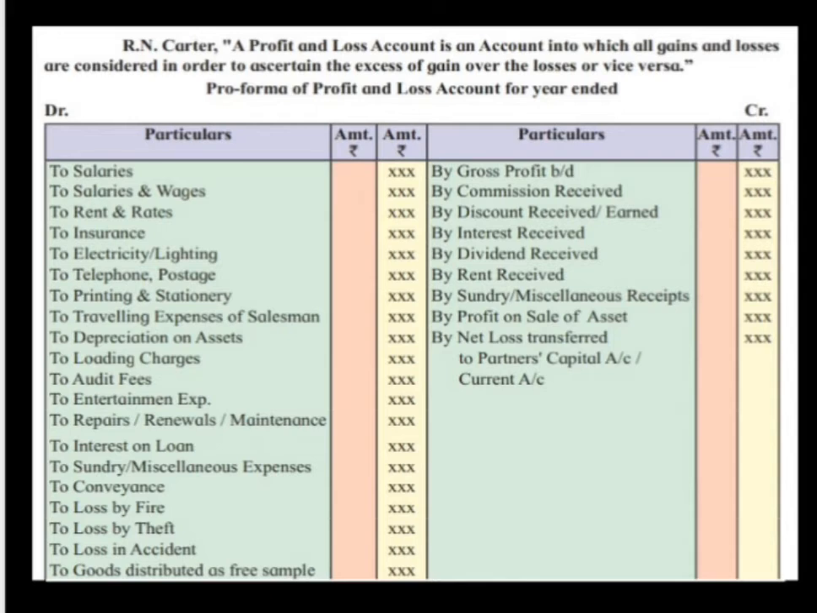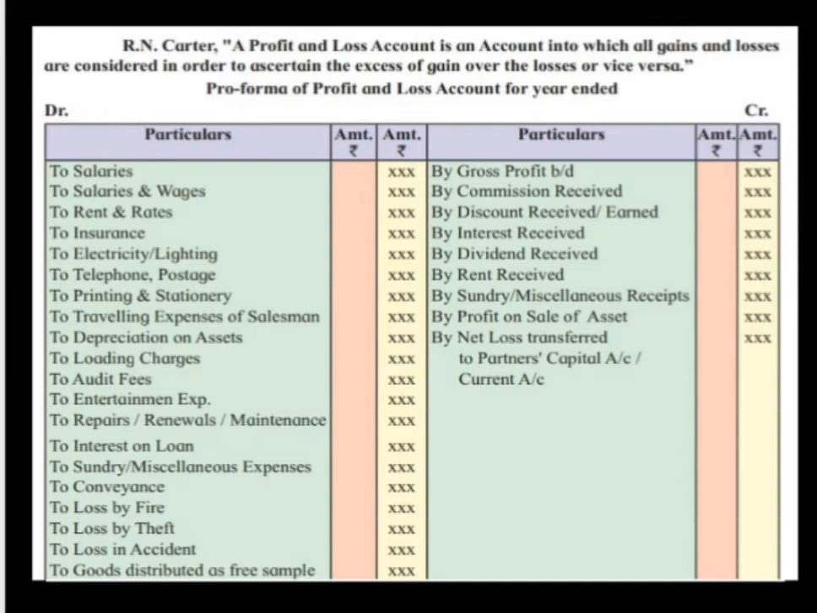Then the rent and taxes, to insurance, to electricity and lighting, to telephone and postage, meaning telephone charges, to printing and stationery, to travelling expenses of salesmen, to depreciation on assets, to loading charges, to audit fees, to entertainment expenses, to repairs, renewals, maintenance, to interest on loan, to sundry miscellaneous expenses, to conveyance, to loss by fire, to loss by theft, loss in accident, to goods distributed as free samples.